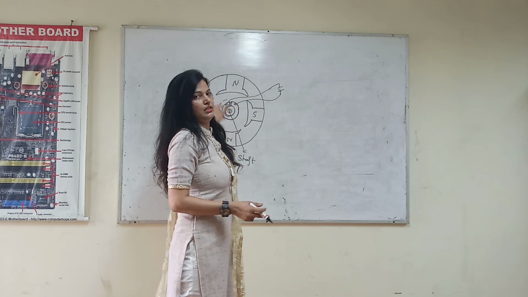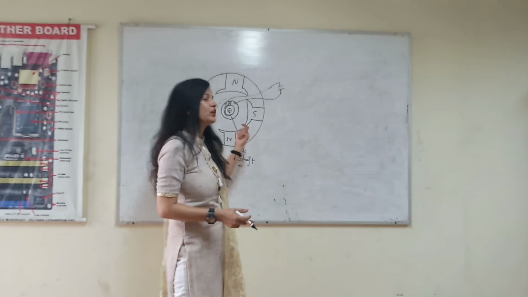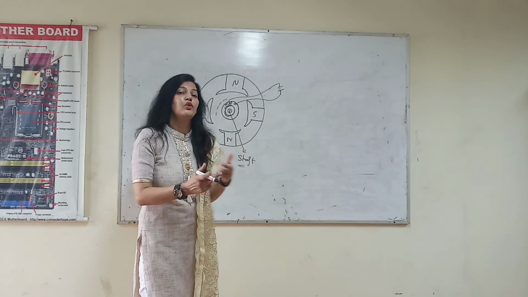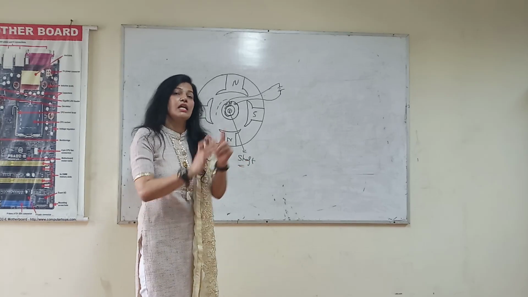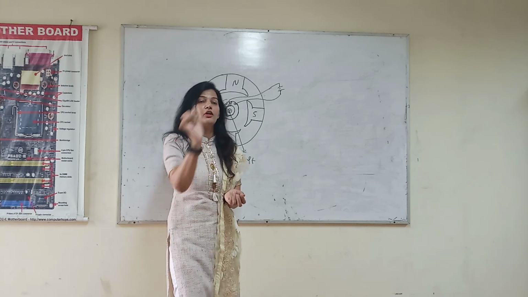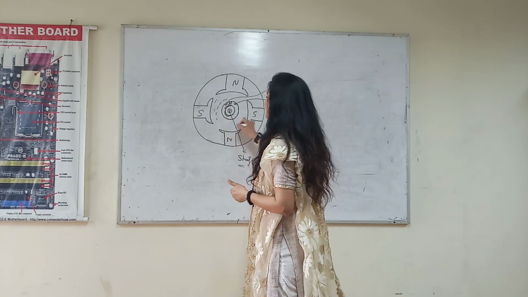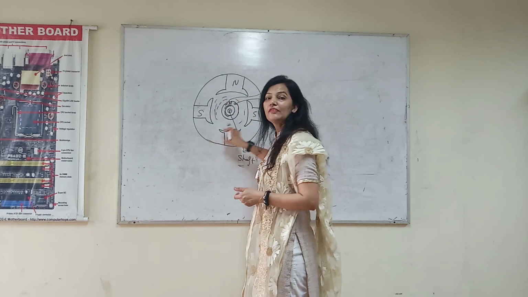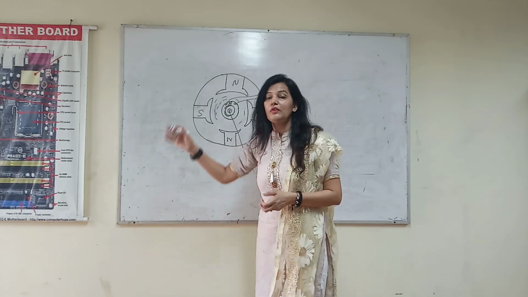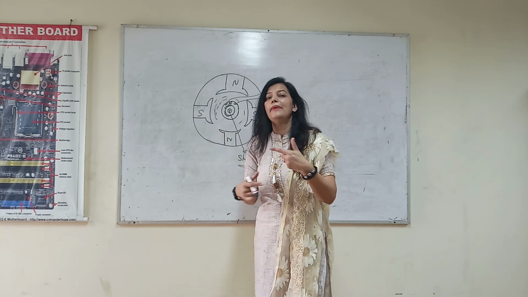Current flows through the conductor, and when current flows through the conductor, there will be a force exerted on the armature conductor, and torque will develop there, in the armature. When torque develops, the armature will rotate, and as the armature rotates, it cuts the magnetic field produced by the poles. So EMF is induced there, and this EMF is called back EMF.